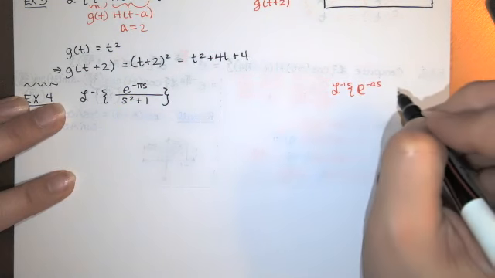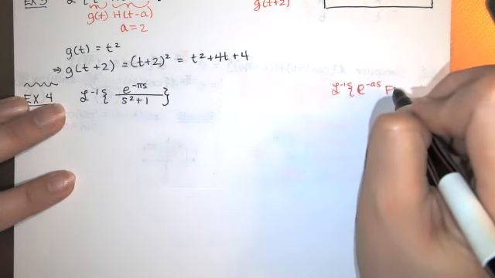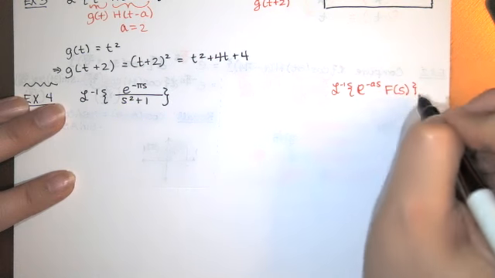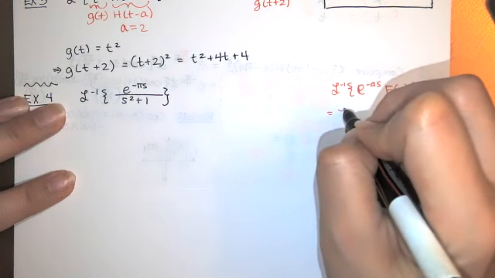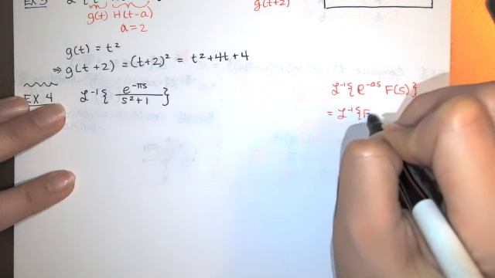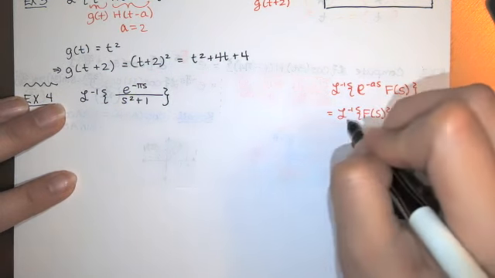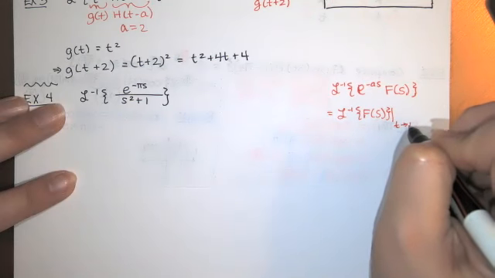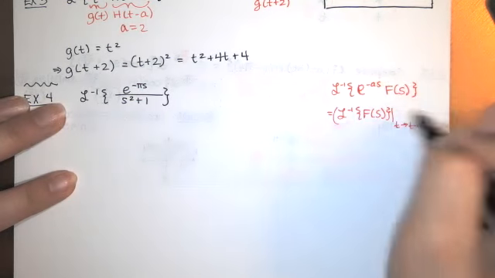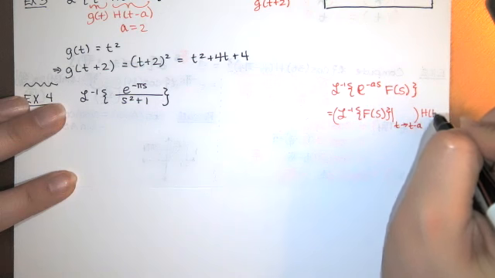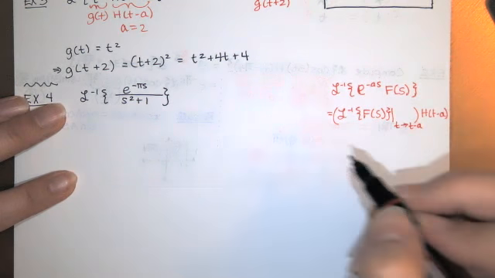The inverse transform of e to the negative as times F of s is f of t minus a, which is the same as taking the inverse transform of big F. That's going to give you f of t. You replace the t with t minus a, and then you multiply by the Heaviside function at t minus a.